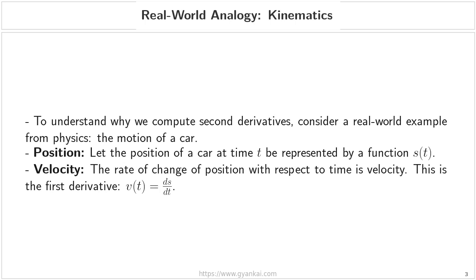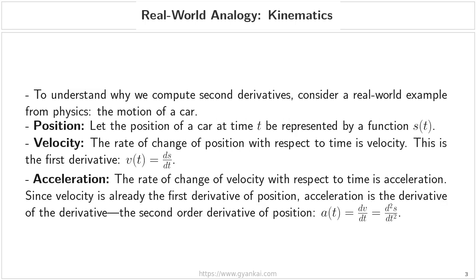Next, we consider velocity. In physics, velocity is defined as the rate of change of position with respect to time. In mathematical terms, this is the first derivative, which we can write as v of t equals the derivative of s with respect to t. Now, we move to acceleration. Acceleration is the rate of change of velocity with respect to time. Since velocity is already the first derivative of position, acceleration is the derivative of that derivative. This means acceleration is the second-order derivative of position, expressed as a of t equals the derivative of v with respect to t, which is also the second derivative of s with respect to t.